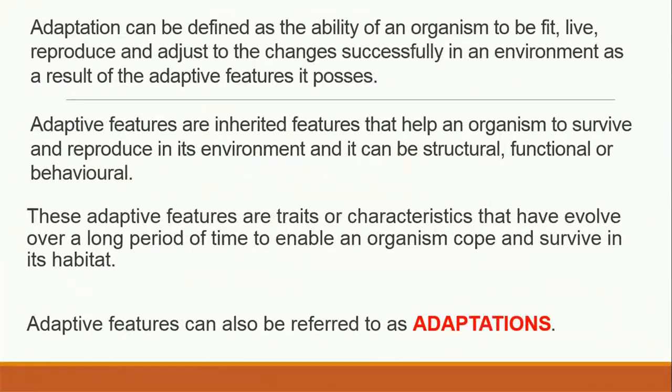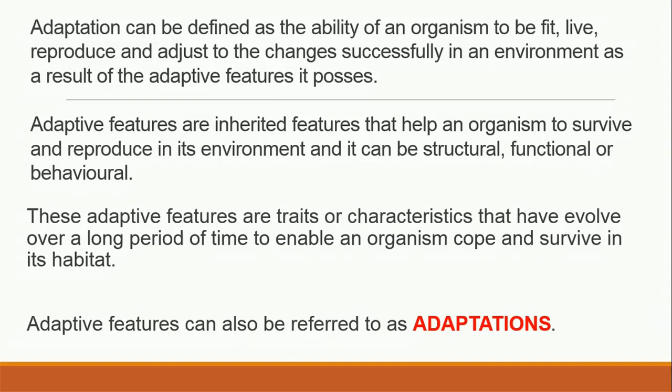So what is adaptation? Adaptation can be defined as the ability of an organism to be fit, live, reproduce, and adjust successfully to changes in an environment as a result of the adaptive features it possesses. Now, adaptive features are inherited features that help an organism to survive and reproduce in its environment, and this can be structural, functional, or behavioral. These adaptive features are traits or characteristics that have evolved over a long period of time to enable an organism to cope and survive in its habitats.